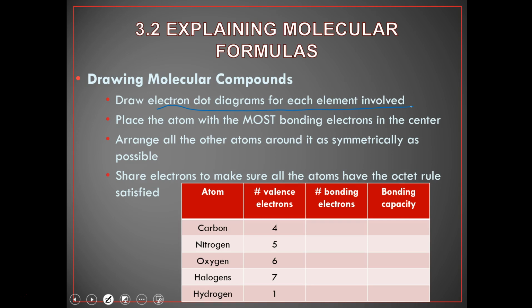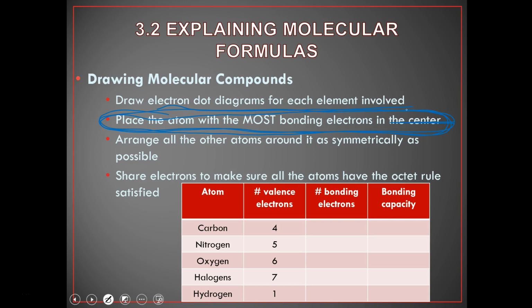Pretty much the key step here is to place the atom with the most bonding electrons in the center. So whoever has the most bonding electrons is going to be the center part of my molecule. Now, as we go further into this unit, you have to play around with that rule. But that's usually going to be the central atom, and then we're going to bond electrons around whatever that central atom is that has the highest bonding capacity.